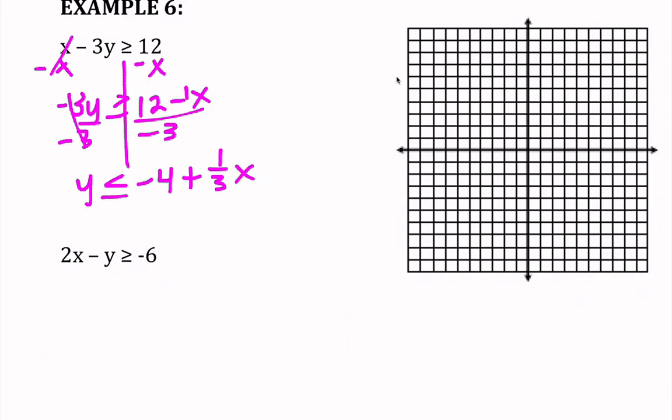So my y-intercept is negative 4. My slope is 1/3, so up 1, right 3. Up 1, right 3. I see a solid line under my symbol, so I'm going to use a solid line. So use that straight edge to make your solid line. And it says less than, so I know I need to shade below.